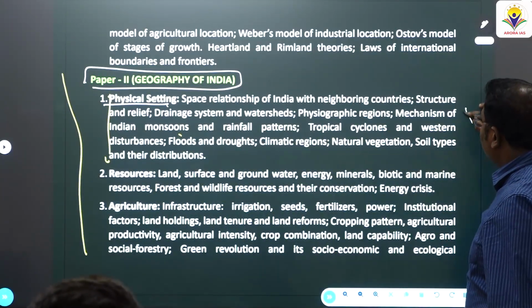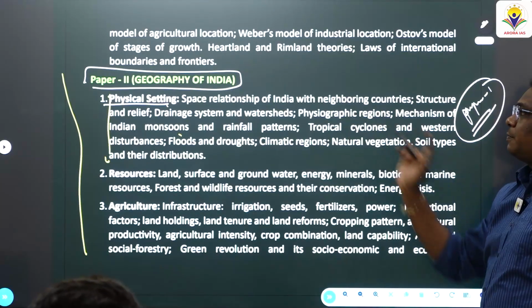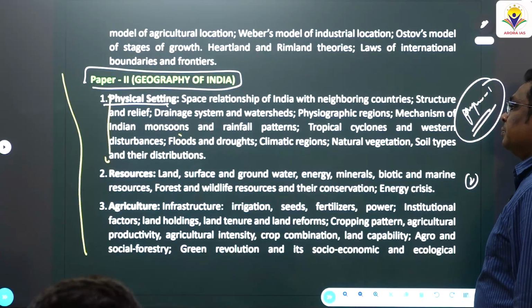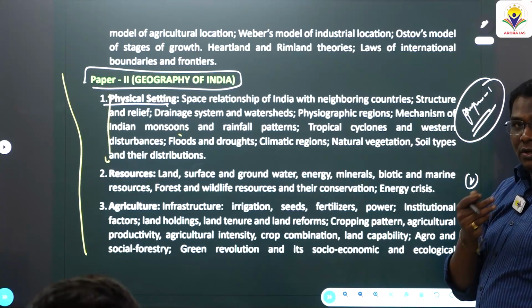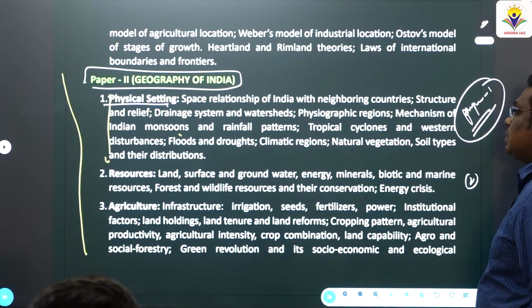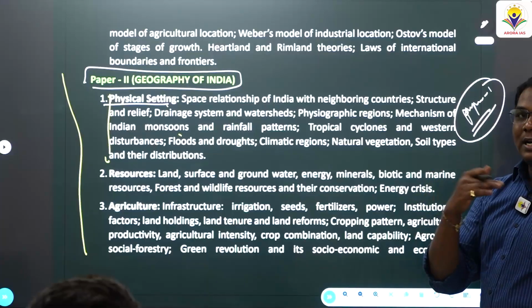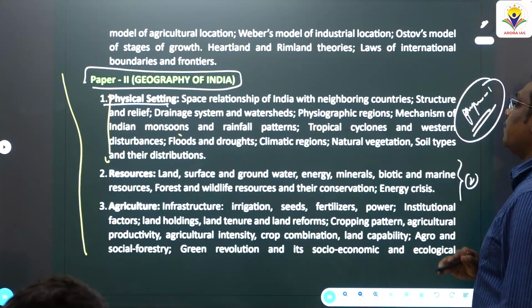So whatever we have studied in paper 1, we will attribute with respect to paper 2. And the second one, resources. In the first paper, economic geography and human geography, we have seen the distribution of natural resources, agriculture and industries. So whatever we have seen there, we will study again in the case of India.